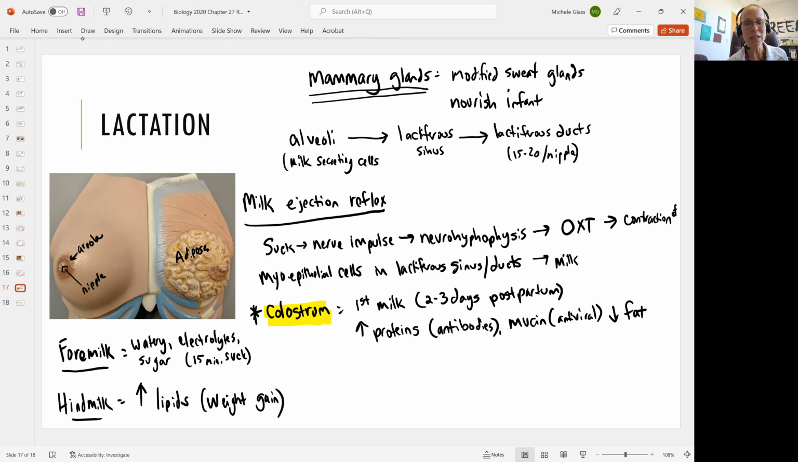So it's important to allow the infant a good amount of time on each breast so that the infant is going to not only satiate thirst, but also get that important lipid that's necessary in terms of weight gain. Going back to fore milk, I forgot to list proteins. That's a super important component here. So make sure that you're adding that in as well.